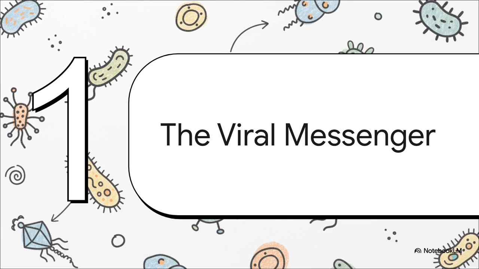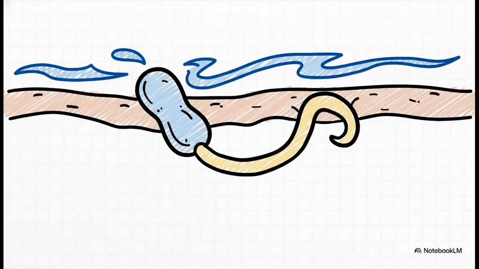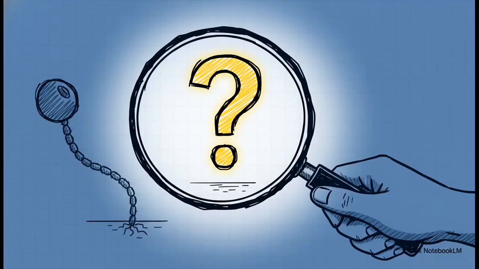It's not just for hanging on for dear life. It's also a doorway for the second key player in this whole drama, a viral messenger known as the CTX phage. So just to be clear, we know the TCP pilus is the absolute essential tool for the bacterium to attach itself. But like I said, it's got this secret second function.